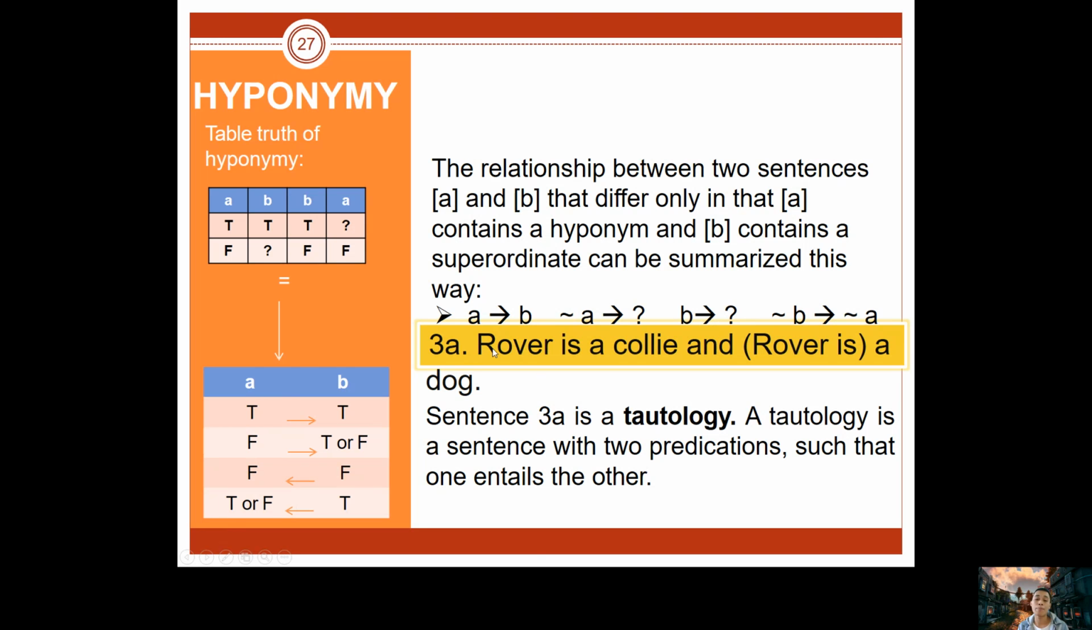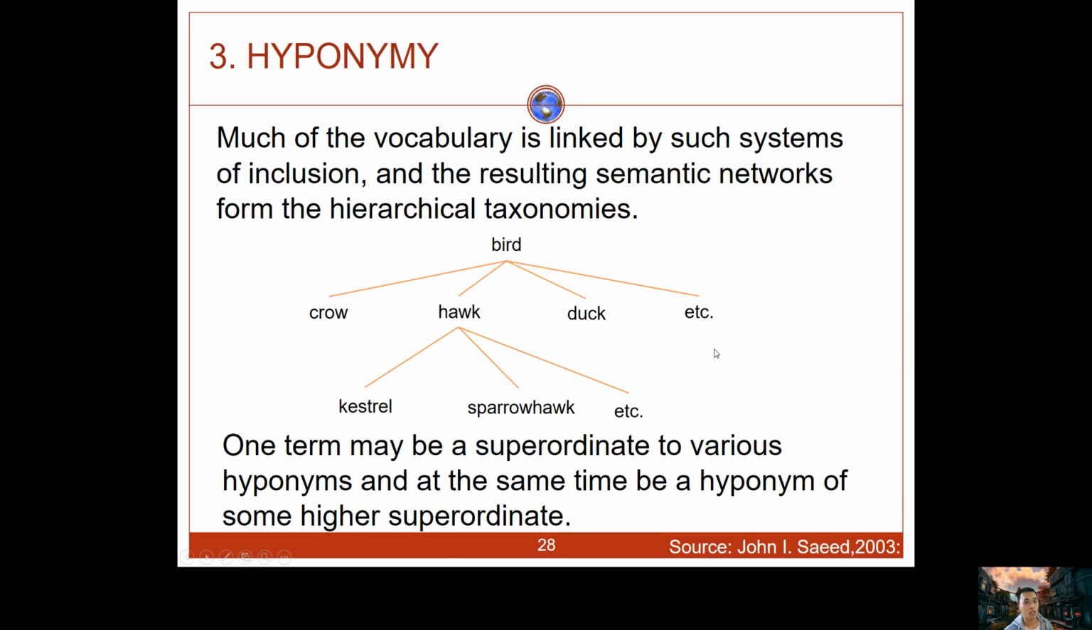So, for example, Rover is a collie and Rover is a dog. This sentence is a tautology. A tautology is a sentence with two predicates such that one entails the other. So Rover is a dog is repeated from the previous sentence.